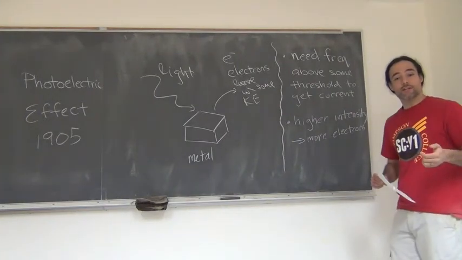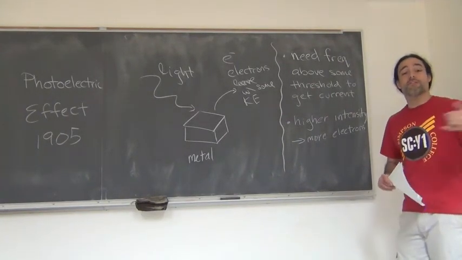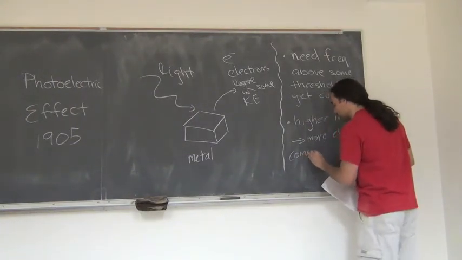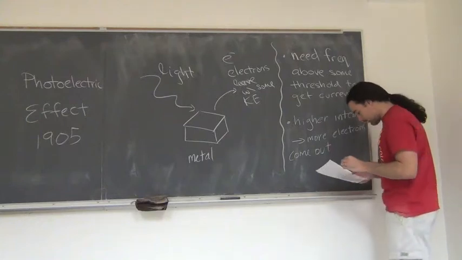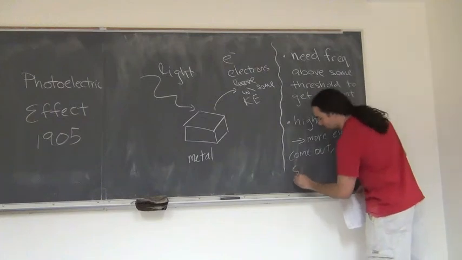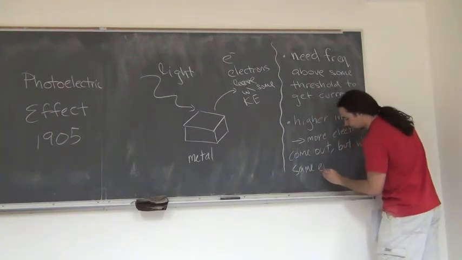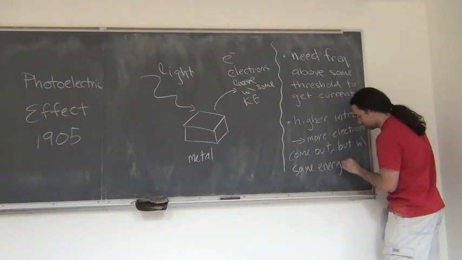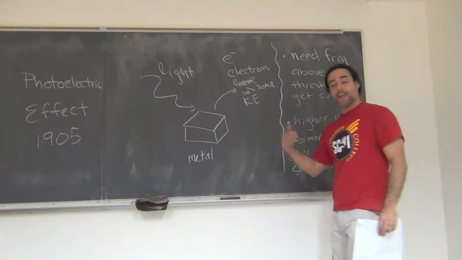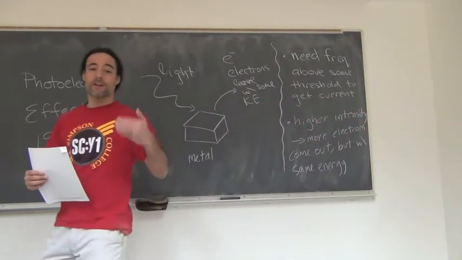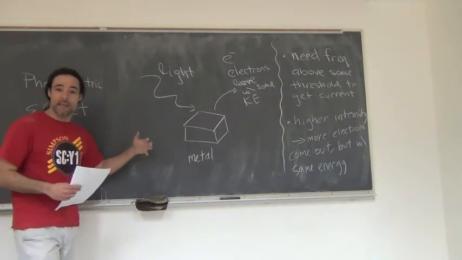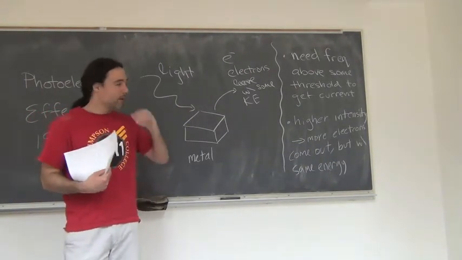But you could measure the kinetic energy of the electrons, and they all came off with the same energy, even though you were putting more energy in. More electrons come out, but with the same energy. So the energy that the electrons left with depended on the frequency of the light. It did not depend on how much energy the light came in with. It didn't depend on the intensity of the light.